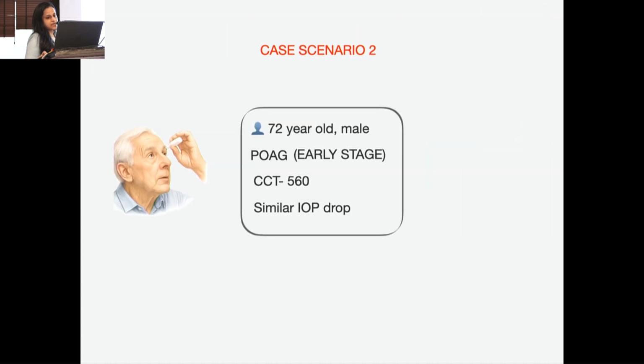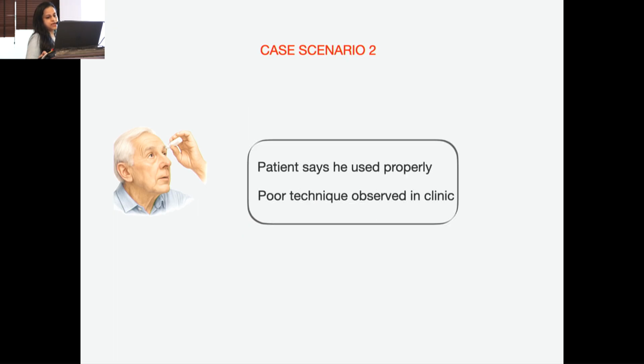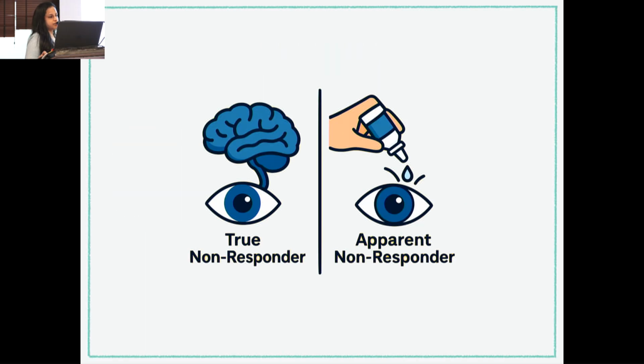The second case scenario is a 72-year-old male who had an early stage of POAG with CCT of 560 and a similar IOP drop. The patient says he used the drops properly, but in the clinic, poor technique was observed. So these are the two common scenarios which we see in non-responders.